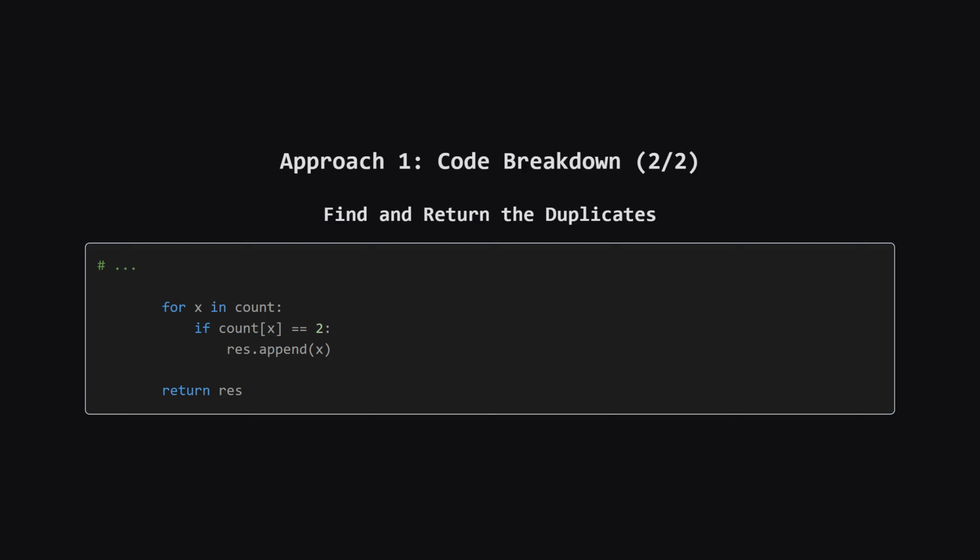Once that first loop is done, our count dictionary has a perfect tally of every number. Now we just need to find the sneaky ones. We start a new loop, this time iterating through the keys in our count dictionary. For each number x, we check if its count is equal to 2. If it is, we've found one of our sneaky numbers, and we append it to our res list. After checking all the numbers, we just return the res list, and that's our answer.